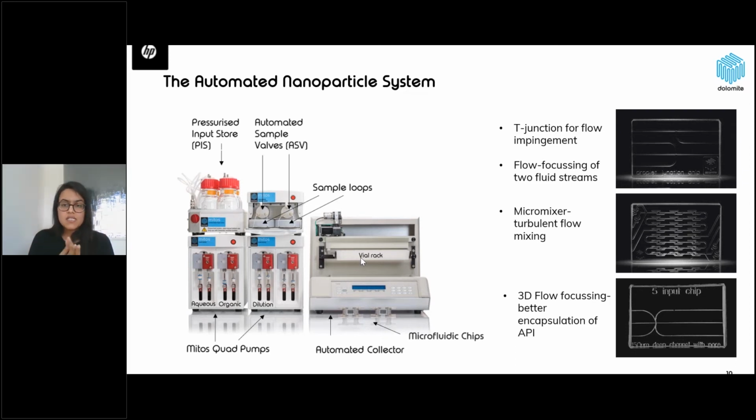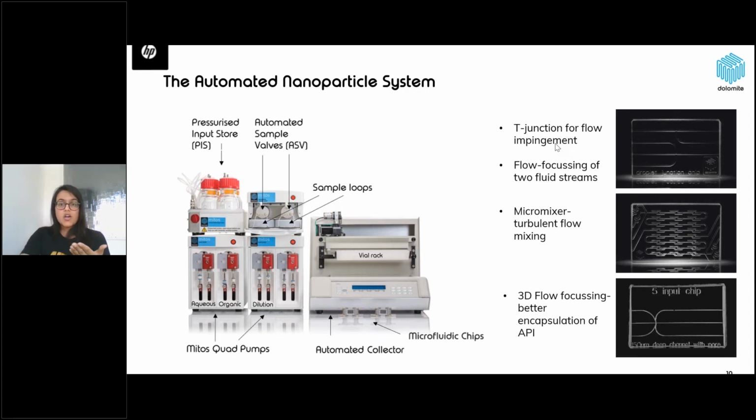As part of this system, we offer different microfluidic chips that you see on the right-hand side. At the top one, we see the T-junction, which is the flow impingement. All of these are glass microfluidic chips. They're very robust, they're usable, and you can autoclave them if you so wish. This particular chip offers two different ways to bring two fluids together, to mix two fluids together, which is very important when we are generating lipid nanoparticles.